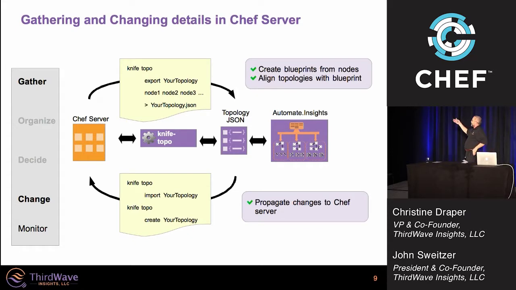Finally, you have to be able to go gather the information. The way this happens in this particular scenario is using Knife Topo, this plugin to Knife. If you give it a list of nodes, it'll turn it into that topology JSON. It makes it very easy to bring it in to Automate Insights. So the whole gathering of the data is fairly straightforward. And then as you massage and modify things, you can use Knife Topo to make those changes back into the Chef server, if you change some recipes and make them more consistent, change some attributes.